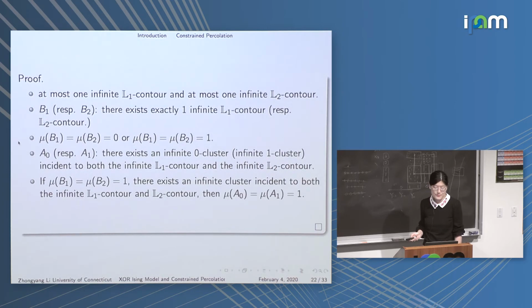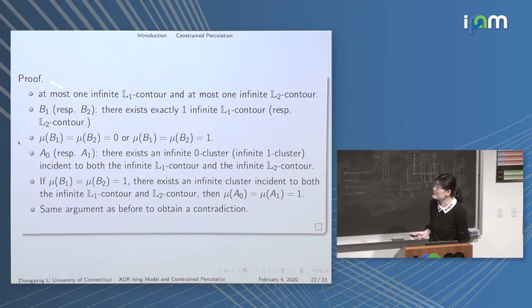Okay, first of all, by the previous theorem, there's at most one infinite L1 contour and at most one infinite L2 contour. B1 is the event that there exists exactly one infinite L1 contour, and B2 is the event that there exists exactly one infinite L2 contour. Because of the strong translation invariance, B1 and B2 must have the same probability to occur, and then either both have probability 0 or both have probability 1.